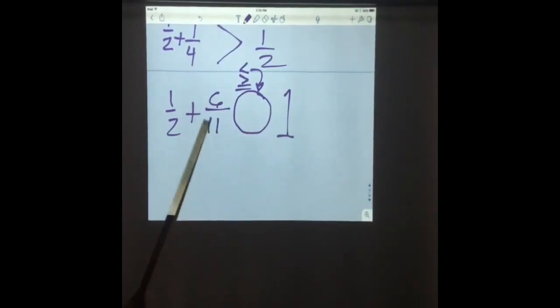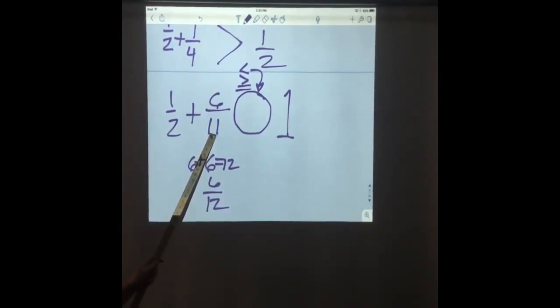Now you're going, wow, I don't even know what a 6/11 is. Okay, that's fair. Let me ask you this. Is 6 half of 11? If I took 2 6s and added them together, what would I get? I'd get 12, right? So 6 is half of 12. But this says 6 is over 11. Is that bigger than a half? It is, isn't it? It's just slightly bigger than a half.